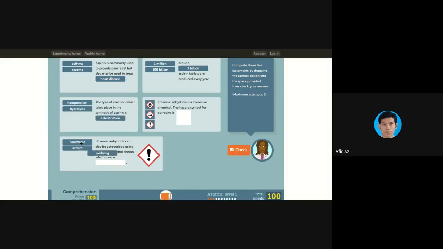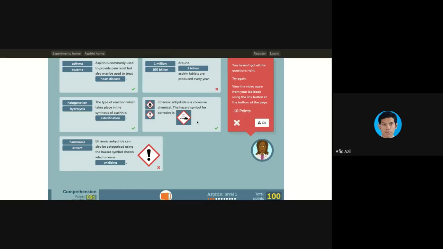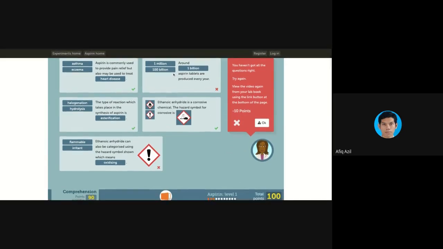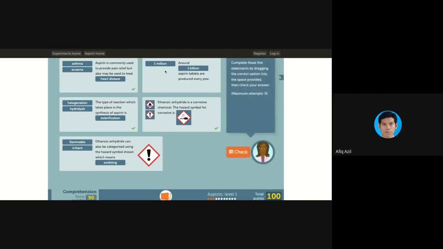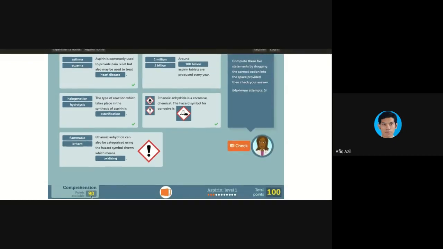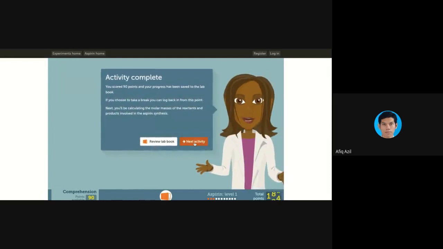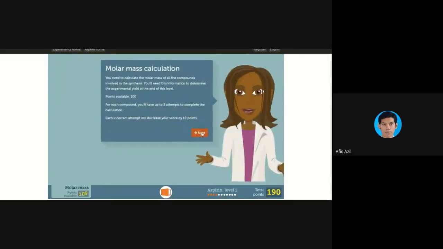So I just put something over here, simply, just to show you what it looks like. Okay, then press check. If there are answers that are wrong, you have to give the correct answer. For example, like this. Okay, and take note that the points just now have been deducted. So you can continue only if you answer it all correctly, then you can proceed. So you can click next activity.